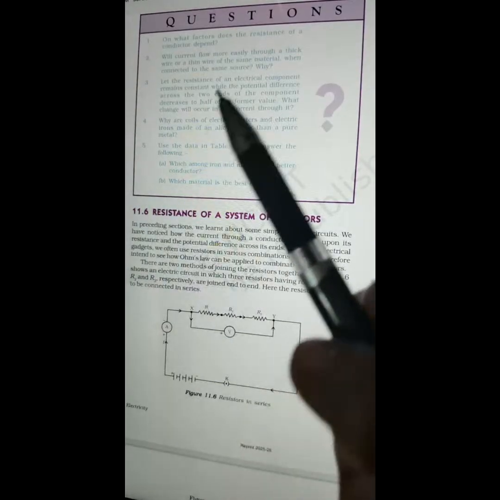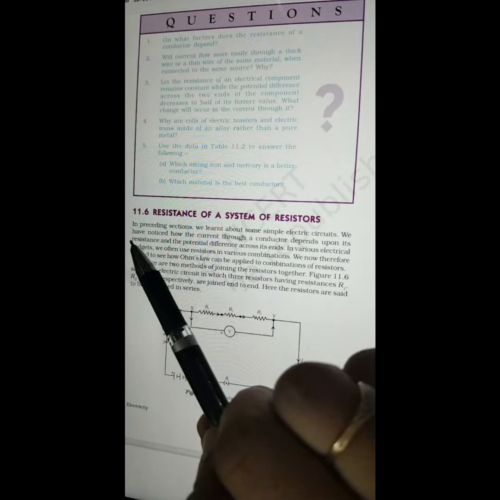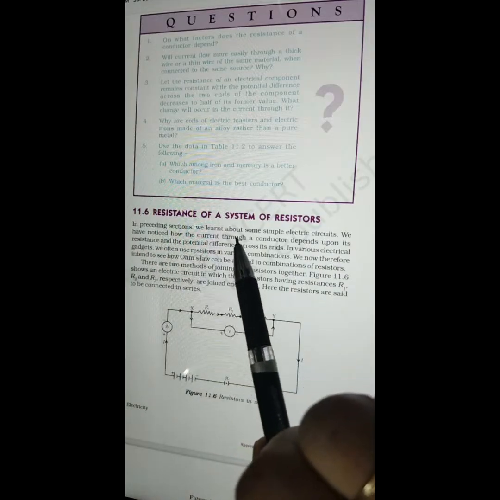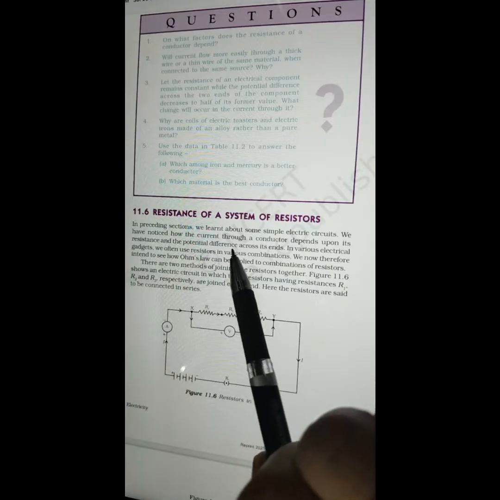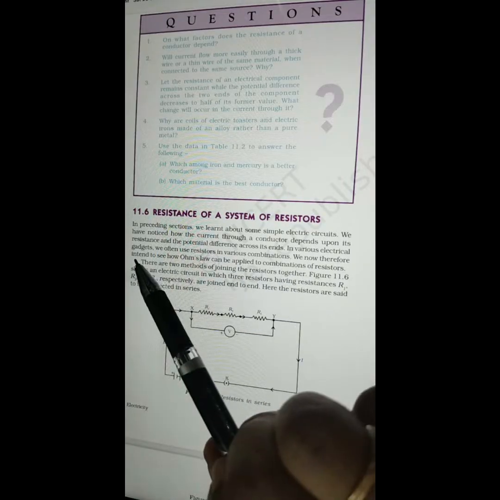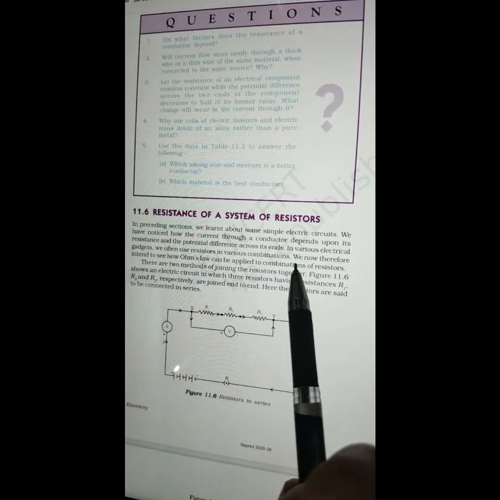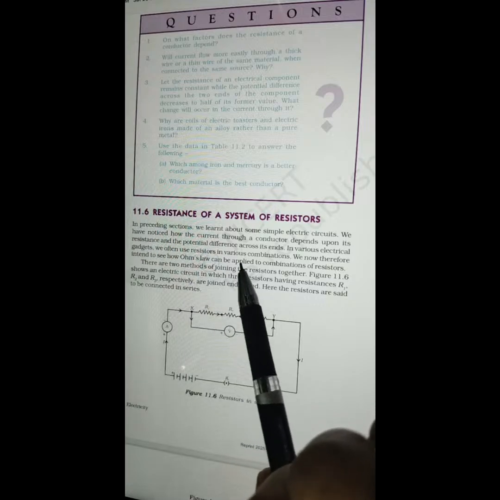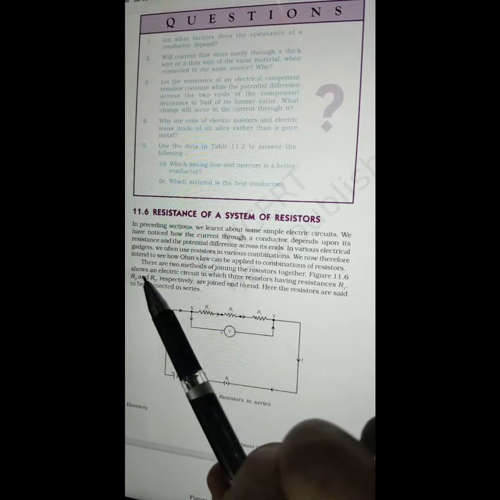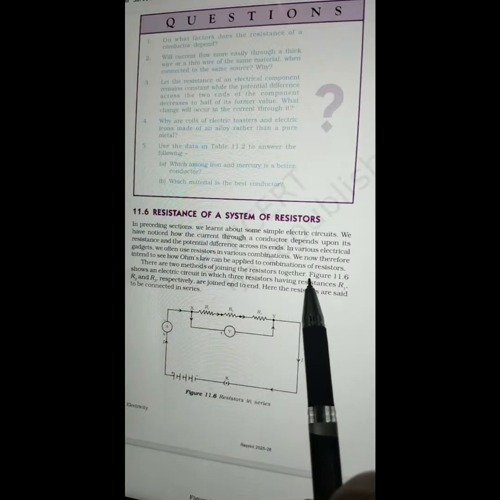Next topic, 11.6, resistance of a system of resistors. In preceding sections, we learned about some simple electric circuits. We have noticed how the current through a conductor depends upon its resistance and the potential difference across its ends. In various electrical gadgets, we often use resistors in various combinations. We now therefore intend to see how Ohm's law can be applied to combinations of resistors.